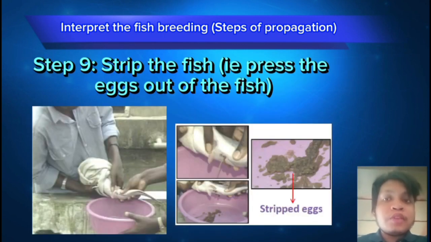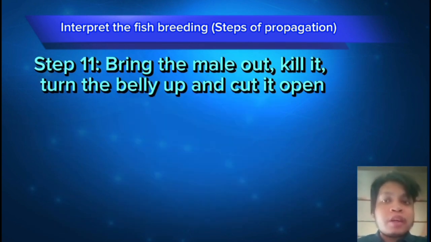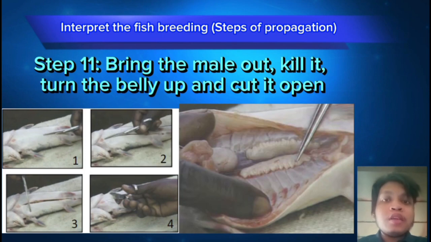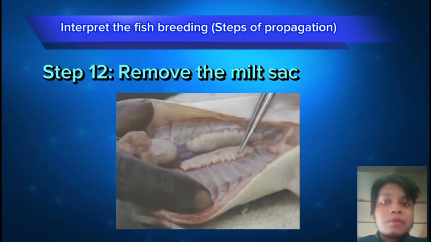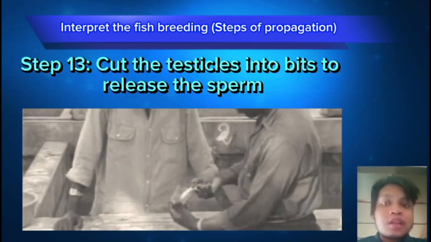Step 8, wipe the body of the fish dry using a dry soft towel. Step 9, strip the fish. Press the eggs out of the fish. Step 10, weigh the stripped eggs. Step 11, bring the male out, kill it, turn the belly up and cut it open. Step 12, remove the male sacs. Step 13, cut the testes into bits to release the sperm.